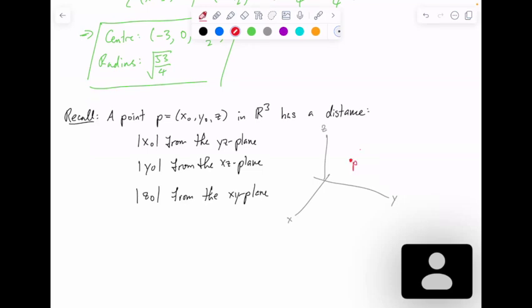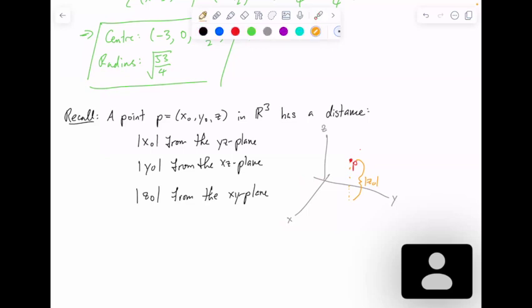Then you can project, right? How high off the ground P is. This distance here is absolute x0. No, that's not what it is. It's absolute z0, right? It's how high off the ground. If you imagine the xy plane as being the ground, z equals 0, then this is absolute z0.